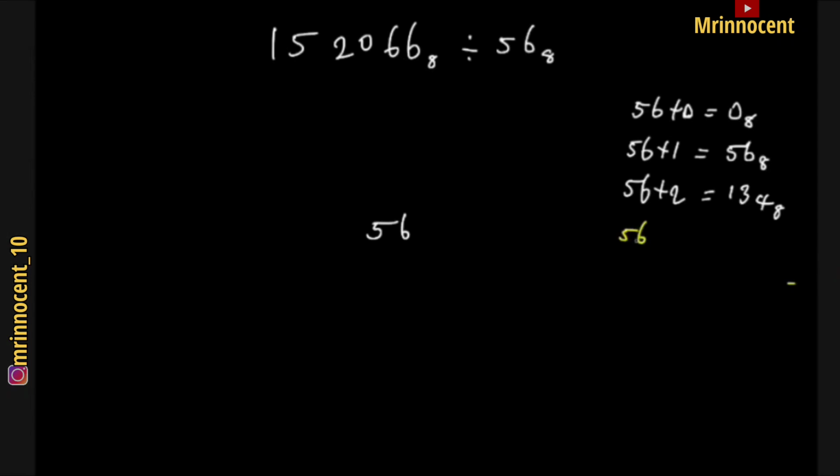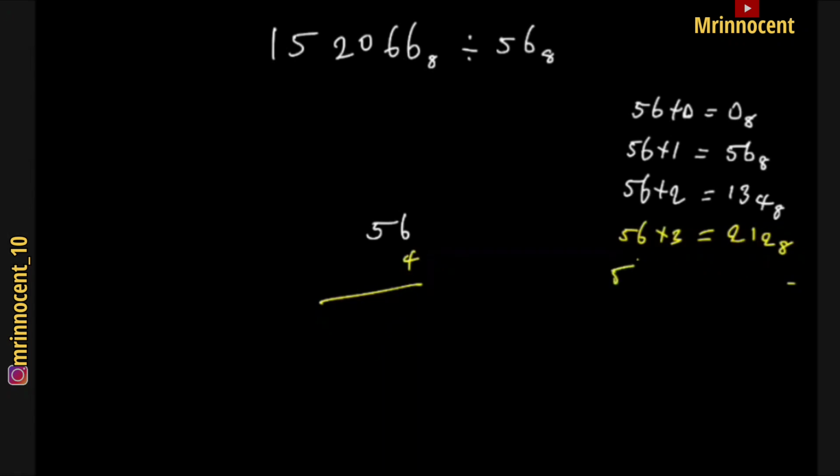56 times 3 is equal to: 3 times 6 is 18. 18 in base 8 is 2, remainder 2. 3 times 5 is 15 plus 2 is 17. 17 in base 8 is 2, remainder 1. So you have 2, 1, 2 in base 8.